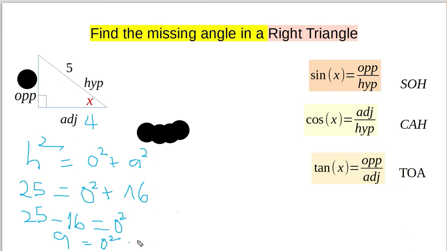And this implies that for the opposite side, we have to take the square root of 9. Of course, the square root of 9 is plus or minus 3, but we are talking of length, so we normally take the positive side. So the opposite side is 3. So the length of the opposite side is 3.